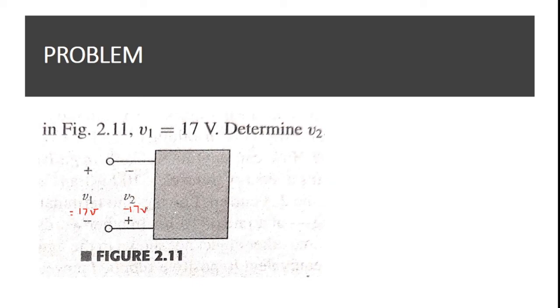minus 17 volt. I repeat once again: in the question, V1 is given as 17 volt. Let me name this terminal A and this terminal B. Terminal A is positive, terminal B is negative, and the value of the voltage supplied to this element is 17 volts. But if you see V2, it is inverse. A is negative and B is positive, which means the voltage source value will also be inverted. So if V1 is 17 volt, then V2 must be minus 17 volt. So the answer is V2 equals minus 17 volts.